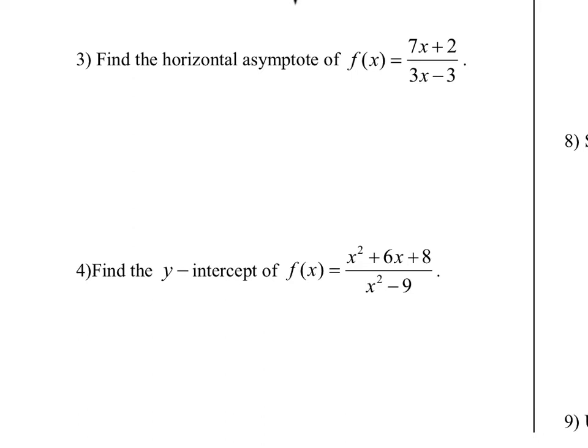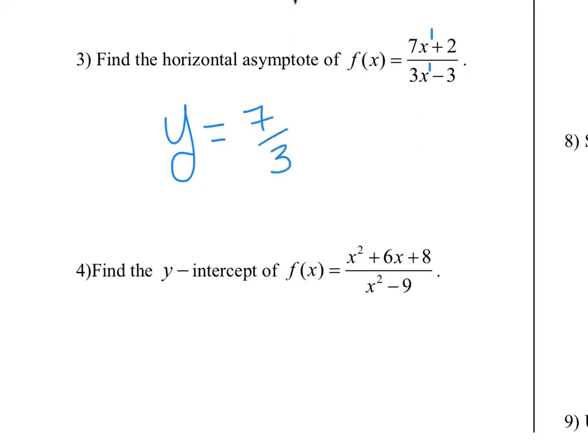Okay, in question 3, we're going to find the horizontal asymptote. Again, we're going to look at the degree of each one of our polynomials, the one in the numerator and the denominator. If the degree is the same, then we just divide the coefficients. So our horizontal asymptote is going to be y equals 7 over 3.